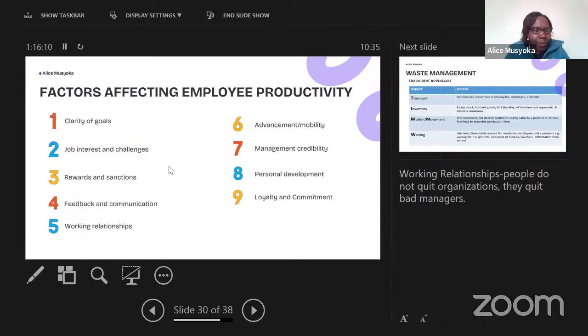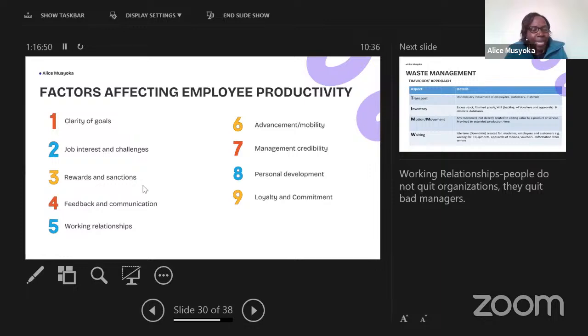Then we look at job interests and challenges. So we need to address this. If employees have challenges, we need to address them, and we need to be sure that they are interested in their role, because it is possible to place someone in a role where they may be qualified, but they are not quite interested. So as HR, we need to address that and look at which is the other role that we can deploy them into and make them more productive.